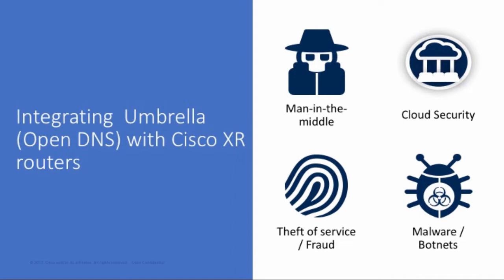I'd like to show you how you can leverage the XR technology capabilities to provide additional security to your users. In this demonstration I will be displaying the benefits of integrating Cisco Umbrella with IOS XR software. Cisco Umbrella is also known as OpenDNS service, which provides name resolution for domain names and so much more.